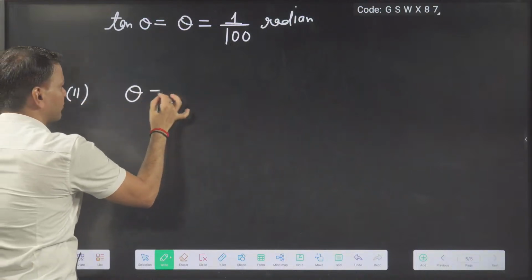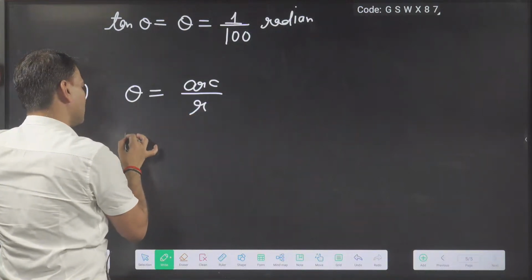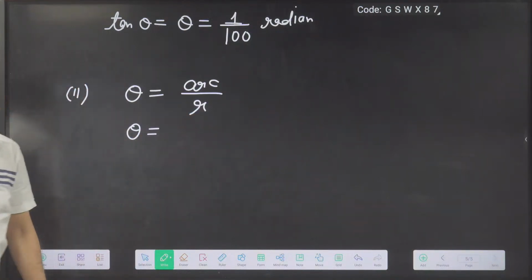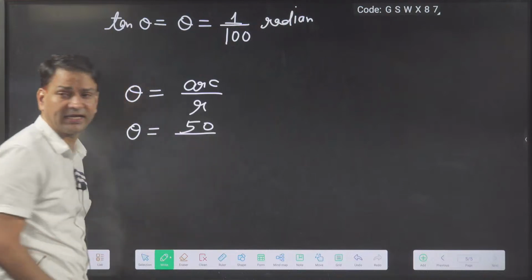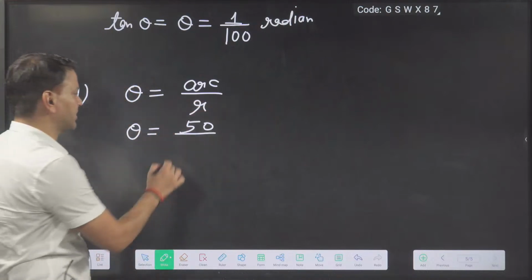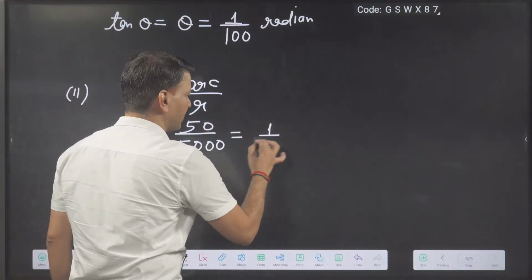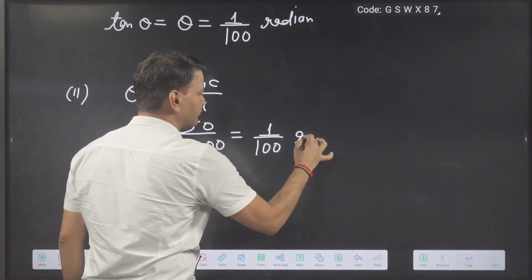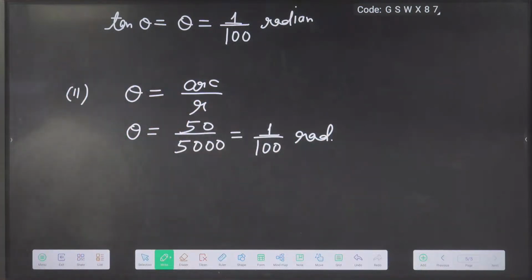So theta is equal to arc by radius. Now, arc I can take as the height of the building, that is 50 meter, and radius I can take as the distance of the building, which I gave as 5,000 meter. Then I get 1 by 100 directly. And by this formula the unit of angle is always radian. So directly theta is 1 by 100 radian.